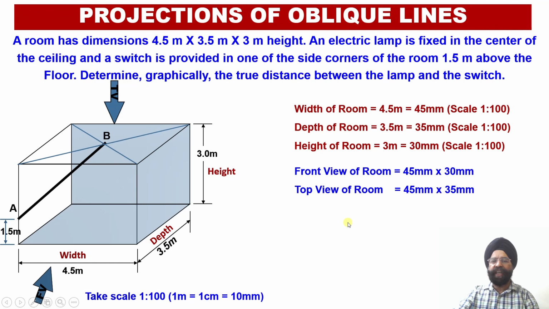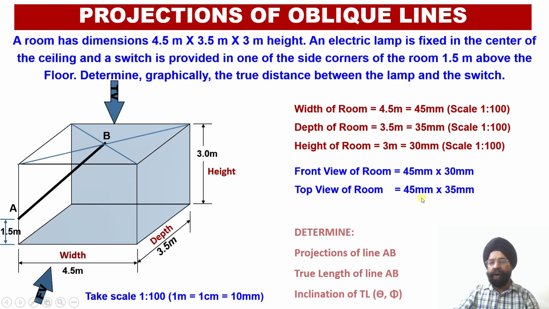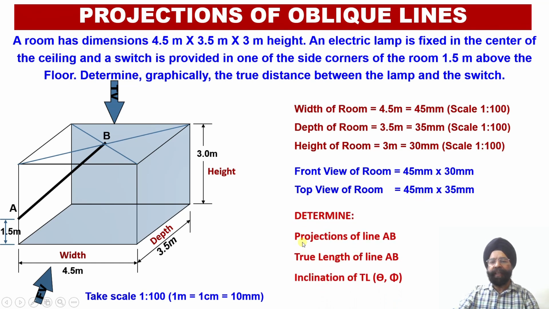In the orthographic projections, the front view is going to reveal the width of the room as well as the height of the room. So the front view will be a rectangle of size 45 millimeter by 30 millimeter. Similarly, the top view will be represented as width equal to 45 millimeter and depth equal to 35 millimeter. Now, with this information, we are required to draw the projection of the line AB in the front view, that is A dash B dash, and the projection of the line in the top view, that is AB.